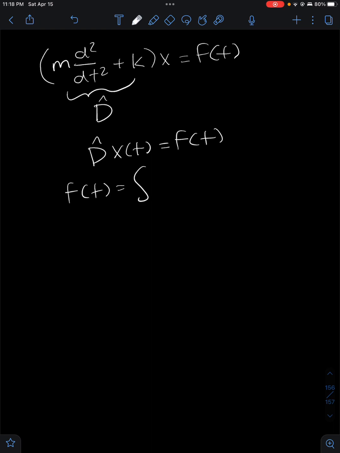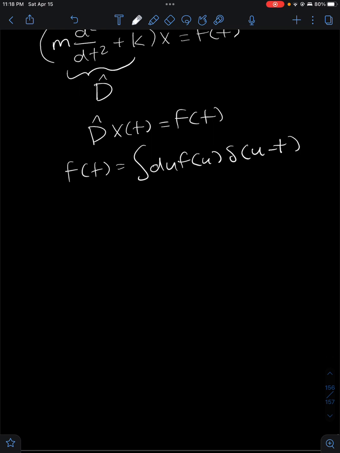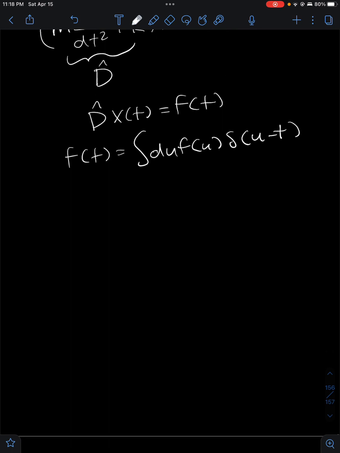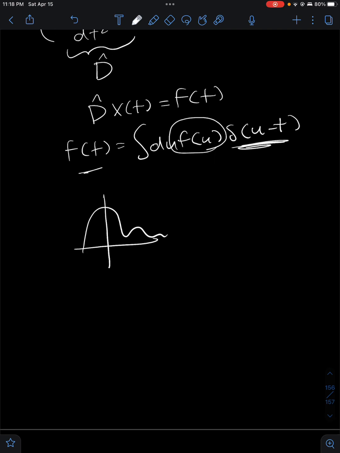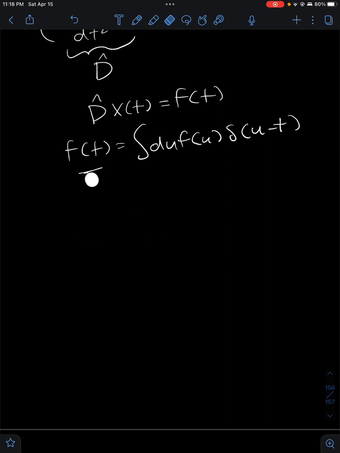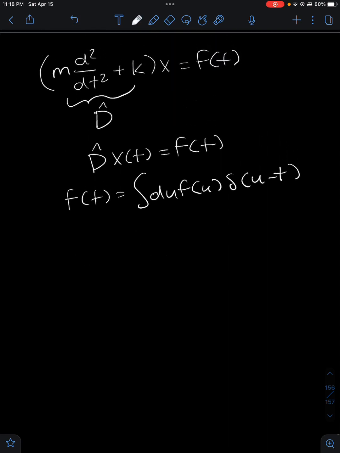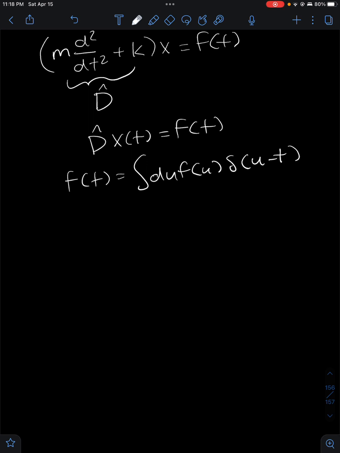So we know that f of t is going to be the integral of f of u delta of u minus t. This is a property of the delta functions. This is basically saying that if you have some graph, f of t can be written as a superposition of delta functions weighted by some f of u, where u is just some variable that doesn't really matter. So we can expand f of t like this, and as a result, our differential equation becomes big D acting on x of t equals this integral right over here.